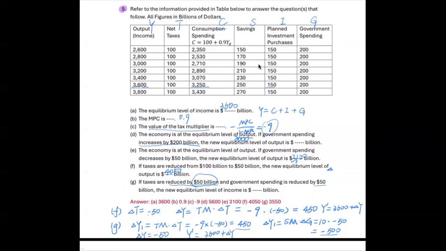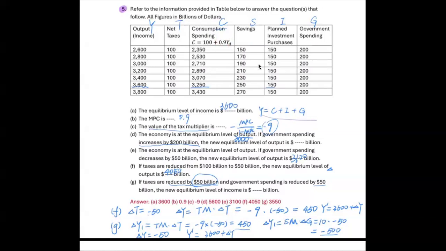Okay, so A, I will not introduce again. The equilibrium level of income, you only need to find what? To find Y equals C plus I plus G. And what's the marginal propensity to consume? It is given, right? Why? Because this is direct information from here. So you just copy it.